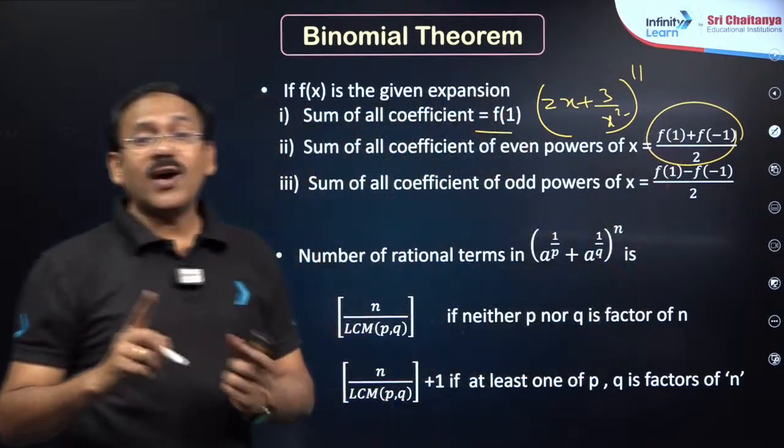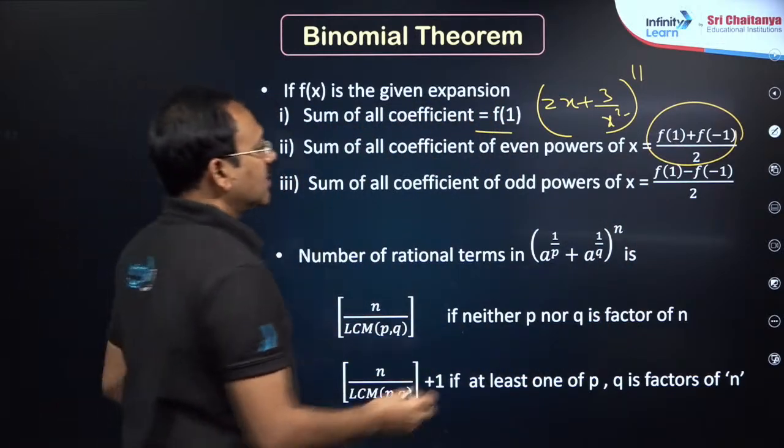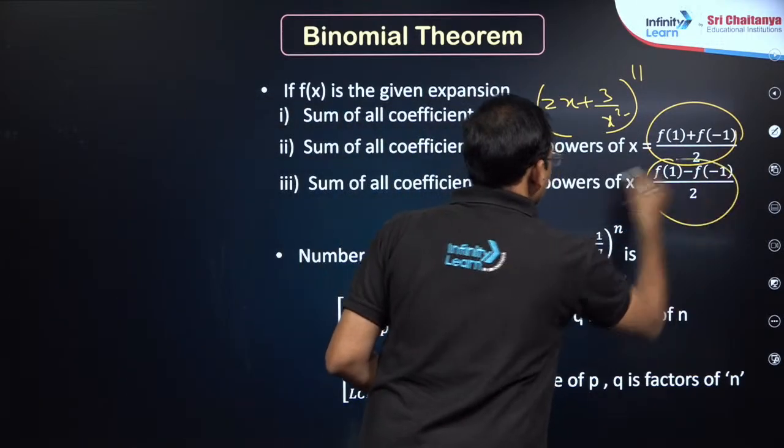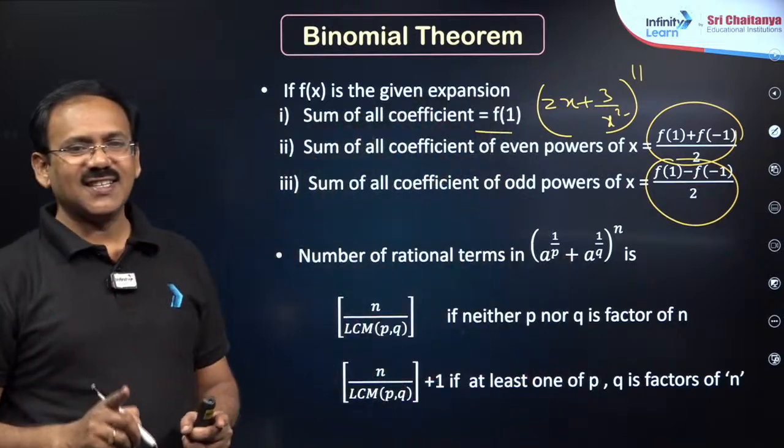If you want the sum of all coefficients of odd powers of x, (f(1) − f(−1))/2 is the answer. Got it, dear students? Right.